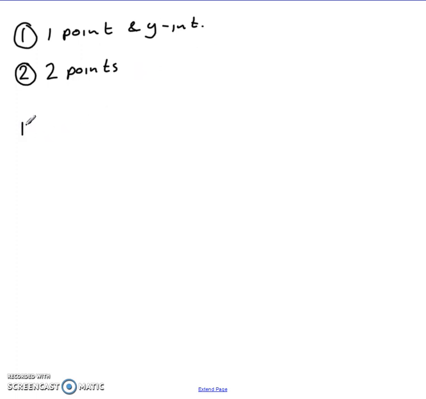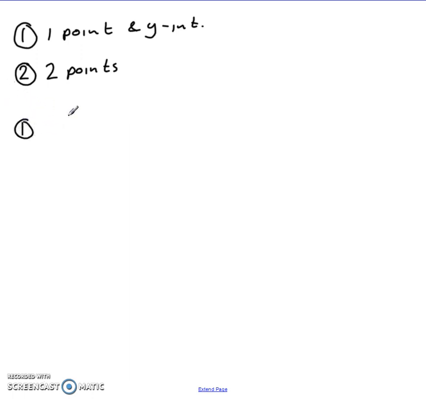Now, when we're calculating the equation of the straight line, there's two sets of data that we're going to need. The first one is one generic point somewhere on the line, and the y-intercept itself. Okay, so if we're given that, we can calculate the equation of a straight line. Or, I can just get given two generic points somewhere on the line. If I get given either of these two sets of information, I'm able to calculate the equation of a straight line. So let's look at the first scenario first.